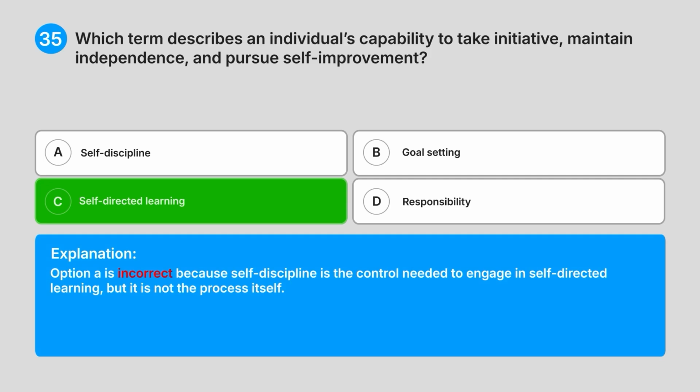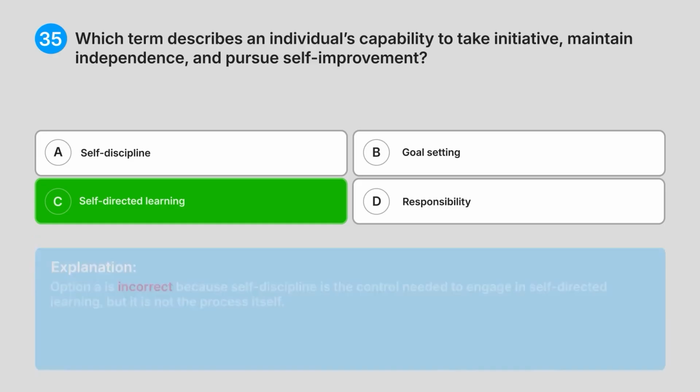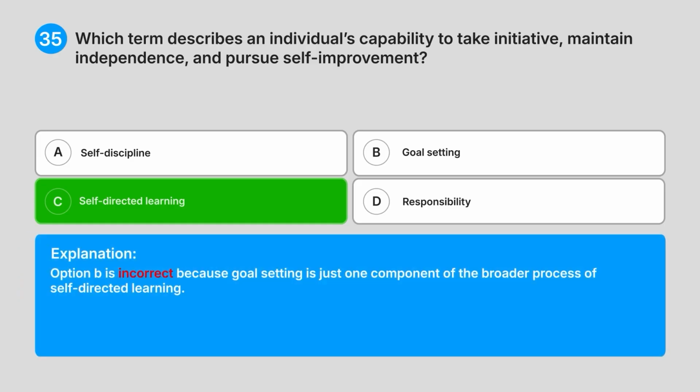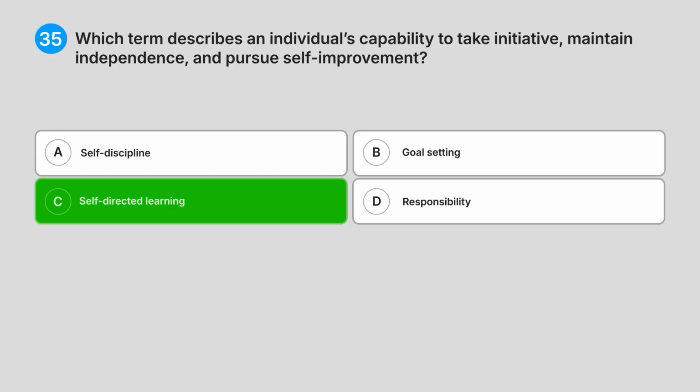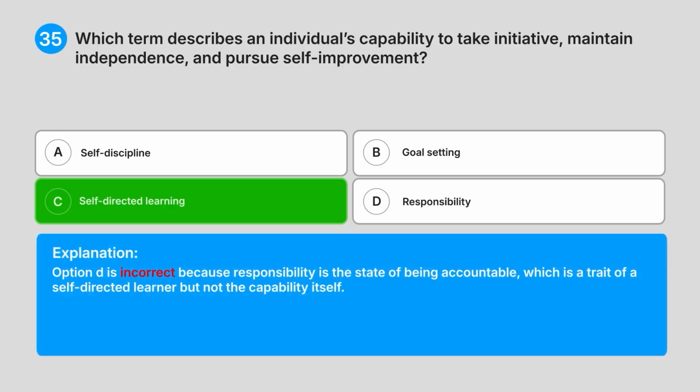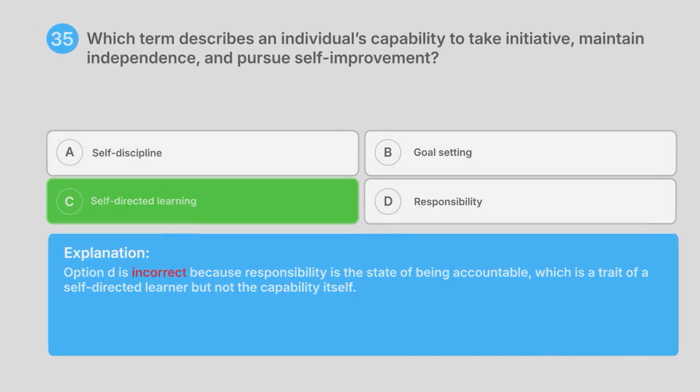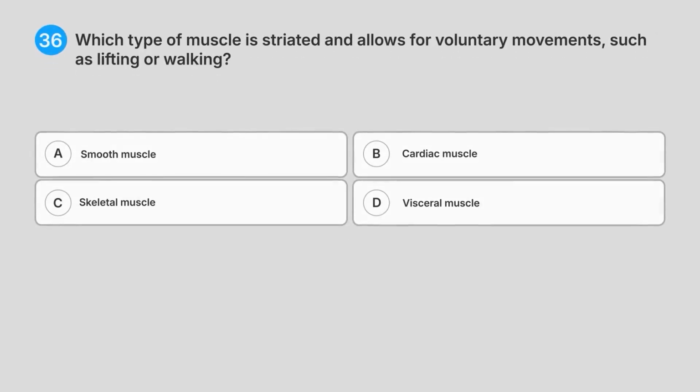Option A is incorrect because self-discipline is the control needed to engage in self-directed learning, but it is not the process itself. Option B is incorrect because goal setting is just one component of the broader process of self-directed learning. Option D is incorrect because responsibility is the state of being accountable, which is a trait of a self-directed learner but not the capability itself.